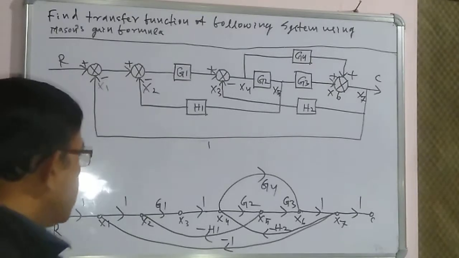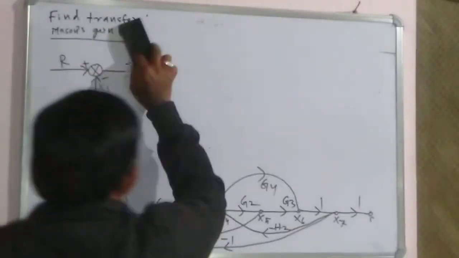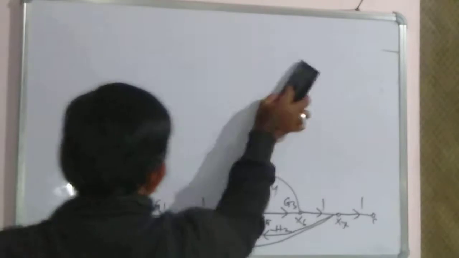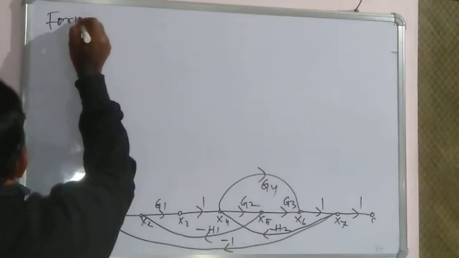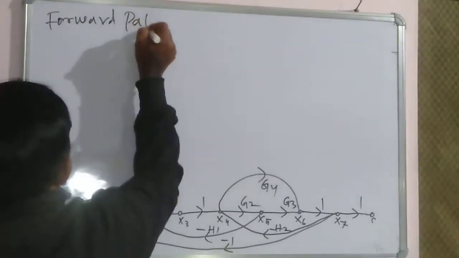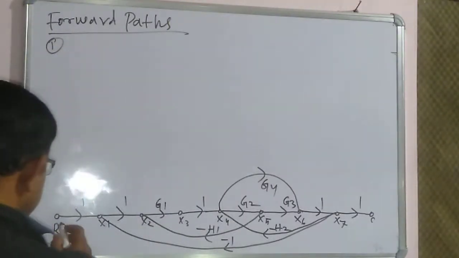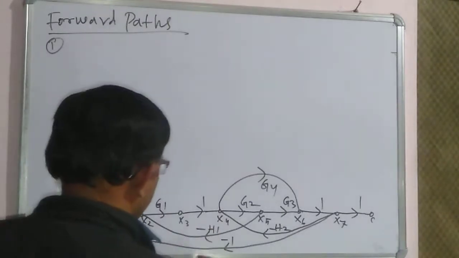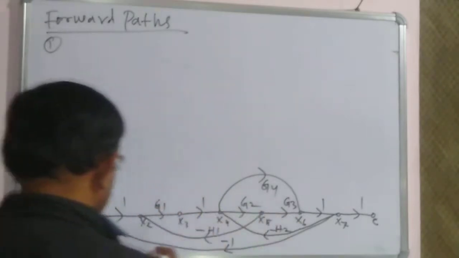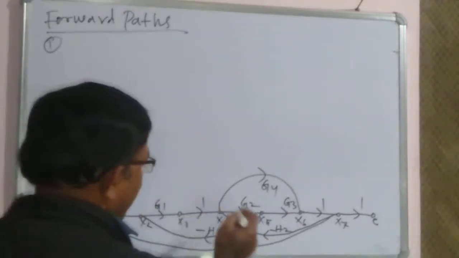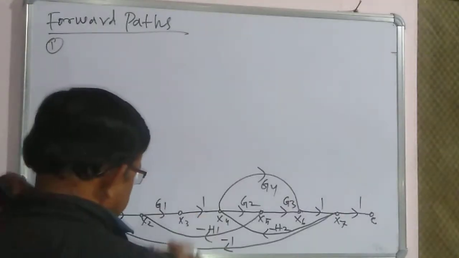Now let us find the transfer function using Mason's gain formula. First we have to find out the number of forward paths. Forward path 1 starts from the input node, ends at the output node, in the same direction, and no node is traversed more than once.